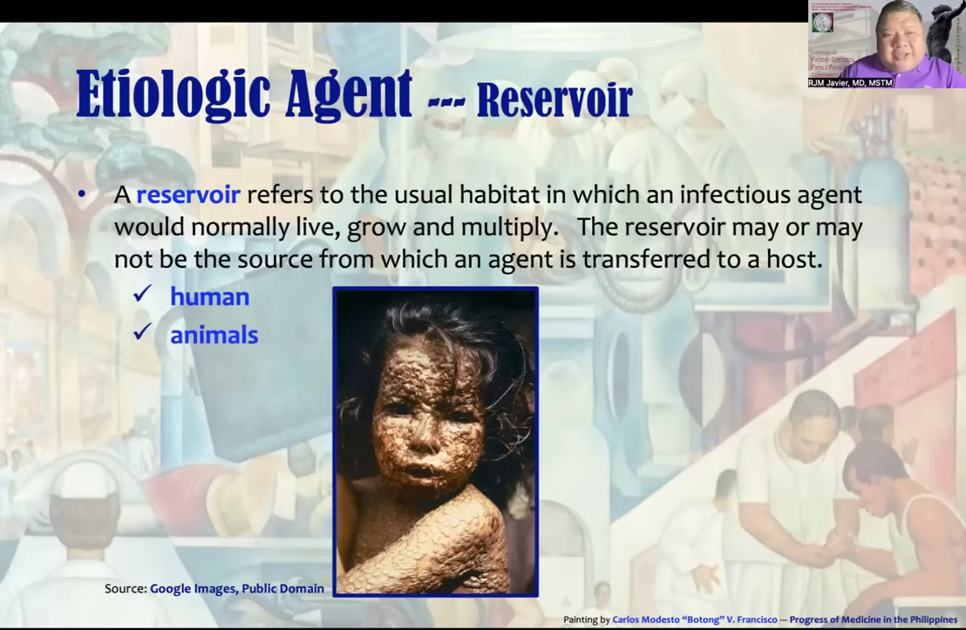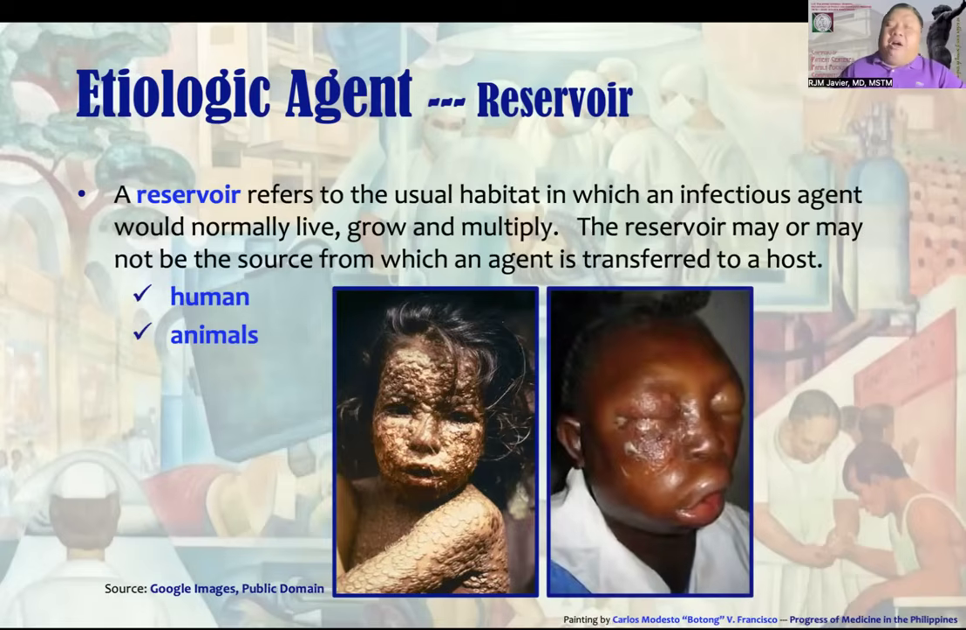Then you could have your animals as your reservoir. This is an example of your anthrax. Your anthrax is a bacterium that normally thrives in cattle or in cows. So when there is interaction with an infected cow, you can get your anthrax. Unfortunately, both your variola or smallpox as well as your anthrax are considered organisms being used for bioterrorism, because of their ability to cause fatal outcomes in patients.